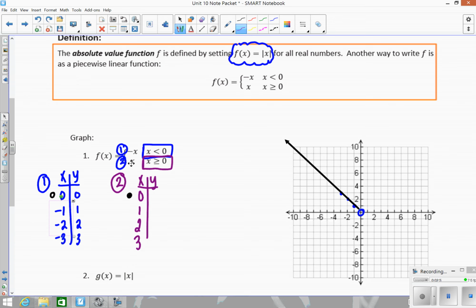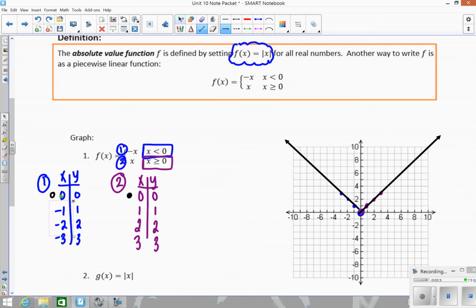When I plug in 0 for x, I get out 0 for y. I plug in 1, I get out 1. I plug in 2, I get out 2. And when I plug in 3 for x, I get out 3. So 0, 0 is now going to fill in that open circle from before. 1, 1, 2, 2, 3, 3. And this is just going to keep on going. Again, I'm going to connect these points, but I'm going to have an arrow to the right-hand side because this part of my graph is just going to keep on going.